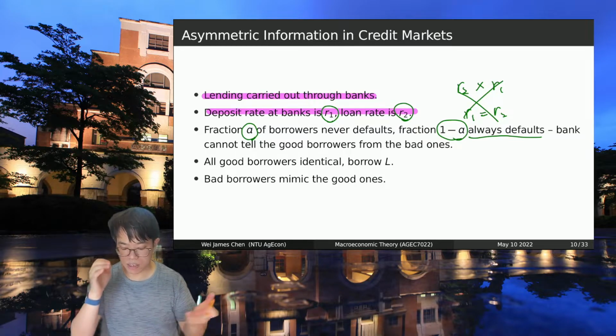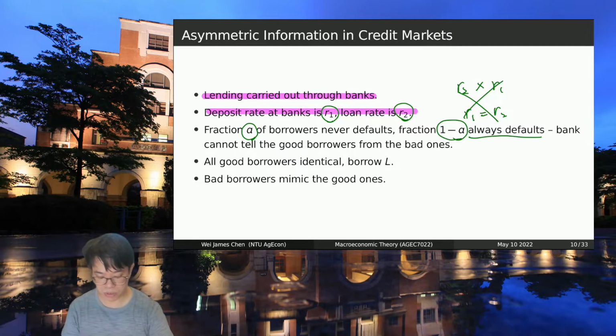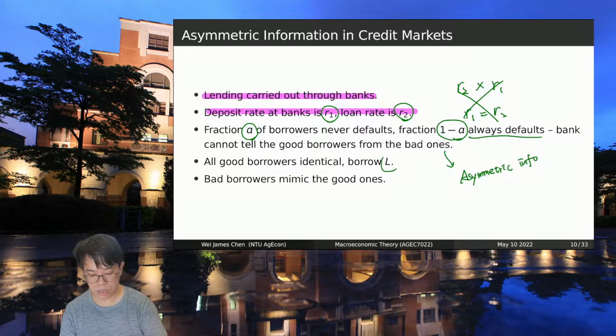And the banks cannot tell the good borrowers from the bad ones. That's the asymmetric part. And all the good borrowers are identical. The amount they borrow is the capital L. And the bad borrowers want to make sure the bank cannot tell them apart from the good borrowers, so they do the same thing.